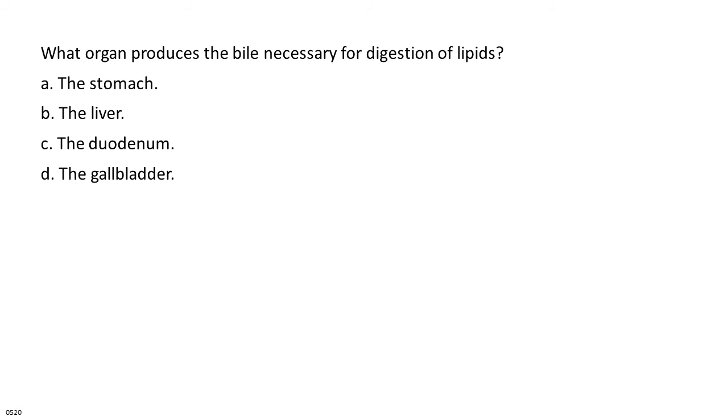What organ produces the bile necessary for digestion of lipids? A. The stomach. B. The liver. C. The duodenum. D. The gallbladder.